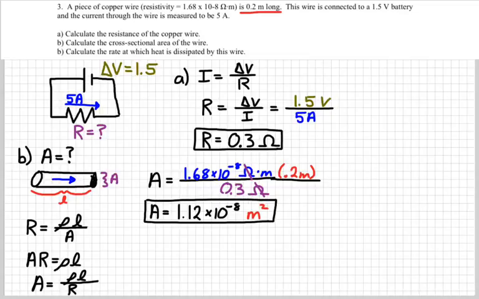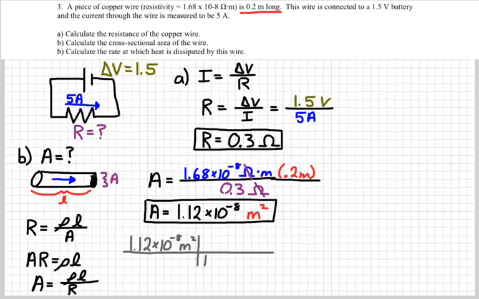Now, if you're going, that's a really small number, you're right. But remember that a meter squared is a really big unit for area. A meter squared would be like the area of 2 desks that have been pushed together. So maybe we want to get that to be something more reasonable, like centimeters squared. So we could take 1.12 times 10 to the negative 8 meters squared and convert it to centimeters squared, which might be a better way to think about it.